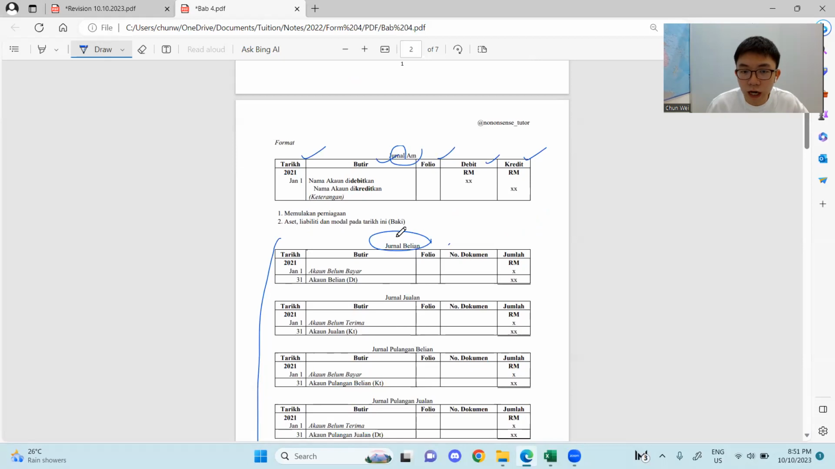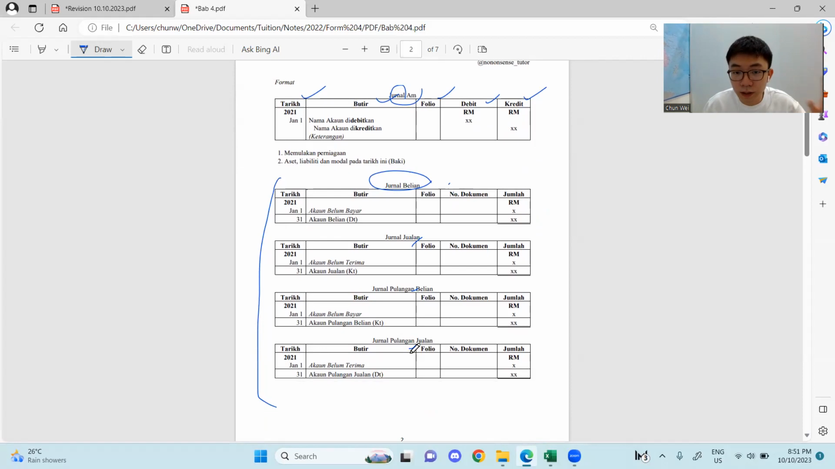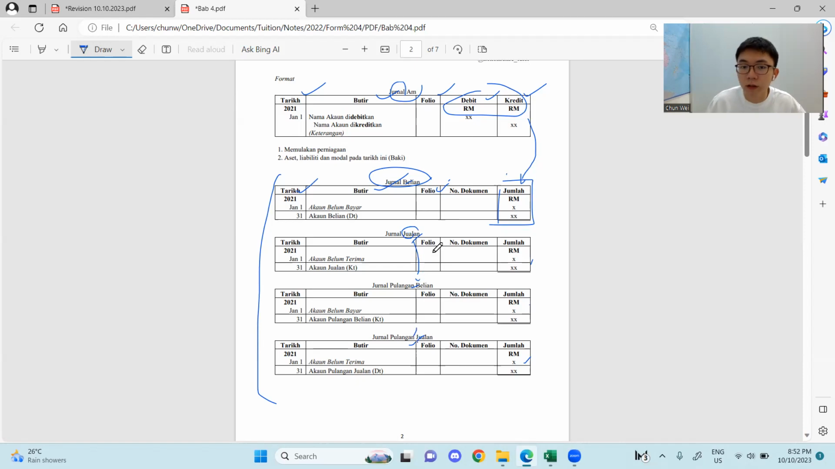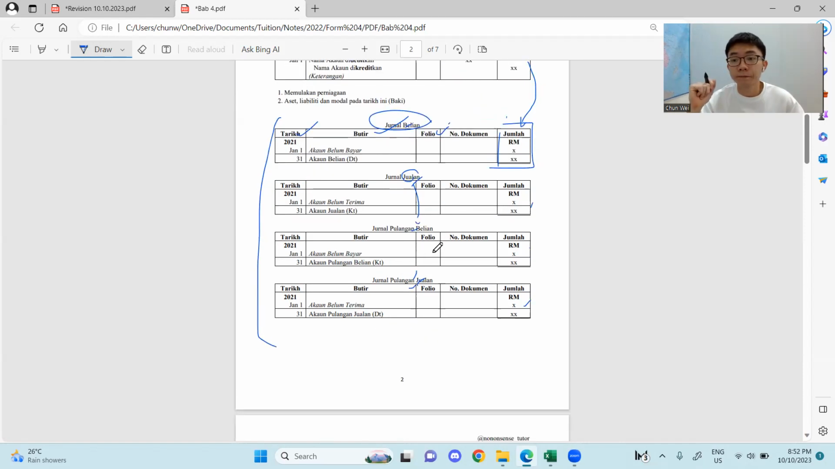But when you come to journal khas, you got these four: journal belian, journal jualan, journal pulangan belian, journal pulangan jualan. So here is a bit different. The format, tarikh, butiran, folio, is the same. But now, instead of debit and credit, they change it to one column, which is jumlah. Same goes for all these things. You just have to change from belian to jualan, from jualan to pulangan belian, and pulangan jualan. There you go. You get the format for all these things.